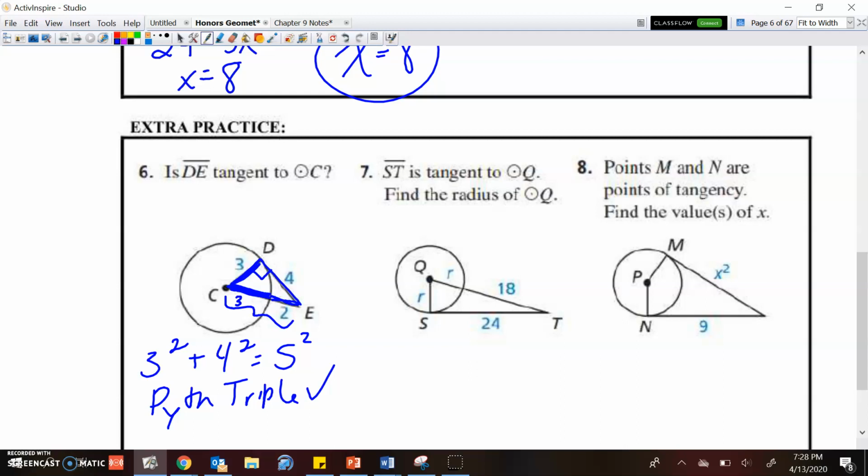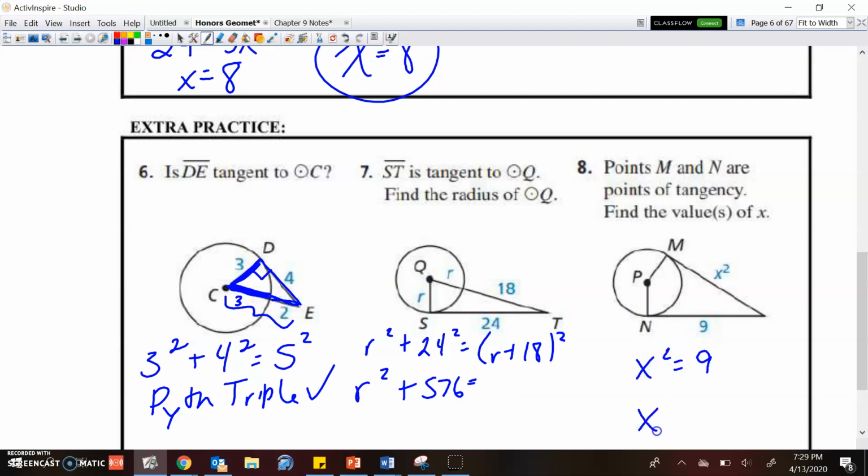All right. ST here, they say ST is tangent to circle Q, find the radius. So r squared plus 24 squared is going to equal (r plus 18) squared. r squared, 24 squared, I can tell you is 576. And then this here, I'm going to FOIL that out, and again, my r squared terms would cancel. I'm close to the end, so I'm not going to do that one any further. Just the setup on this one. x squared equals 9, so x equals plus or minus 3, but only 3 makes sense. Done.